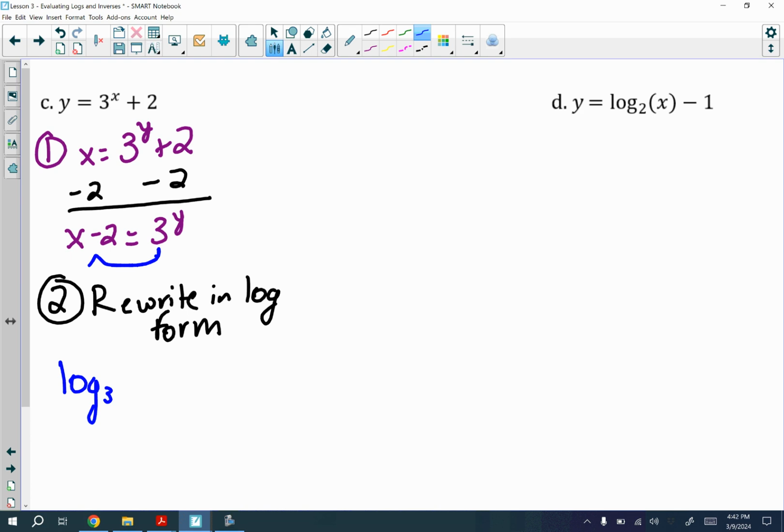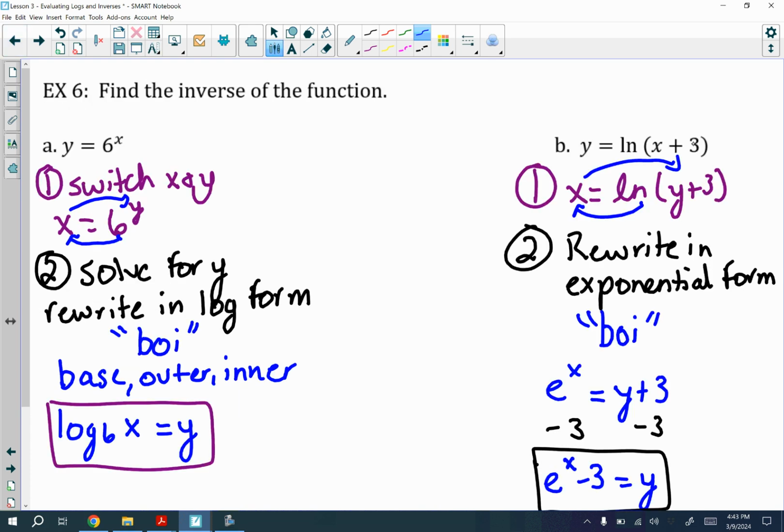Then we go to the outer. Now notice the outer is not just x, it's x minus 2. So to represent that the x minus 2 is together, I am going to have to put that in parentheses. Then I go into the inner, which is y. Now this is where you're going to have to be careful, when you have this value on the outside versus when we have it inside parentheses, okay?